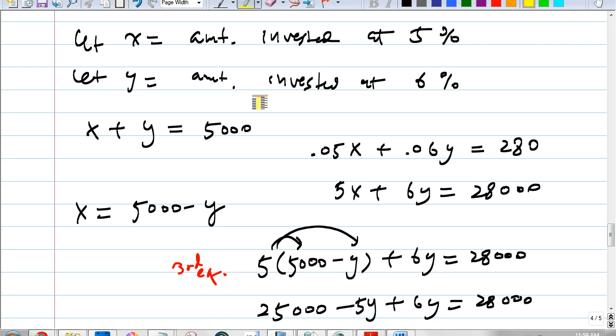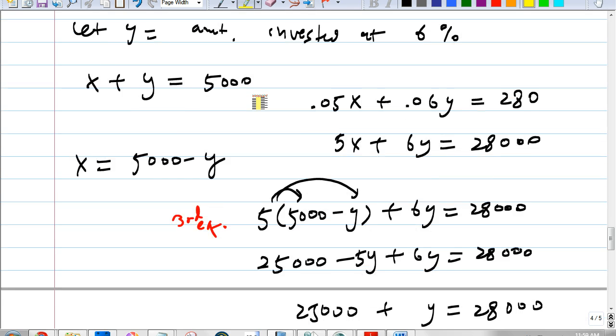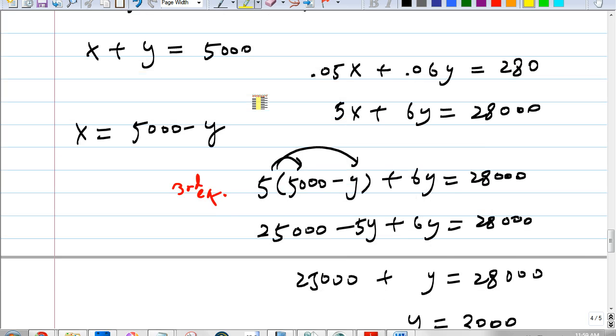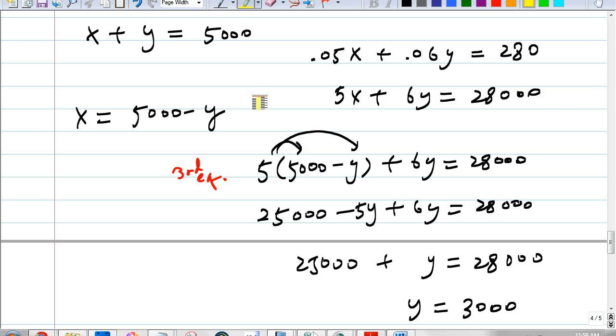So let's see if I got the same one. I distribute the 5. So then I gather the like terms, negative 5y plus 6y is y. Then I subtracted 25,000 from both sides. I get 3,000. So I got y equals 3,000, correct? And that's what you got too.